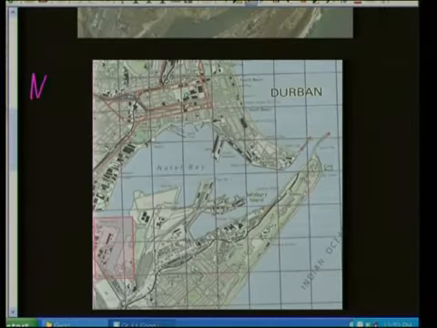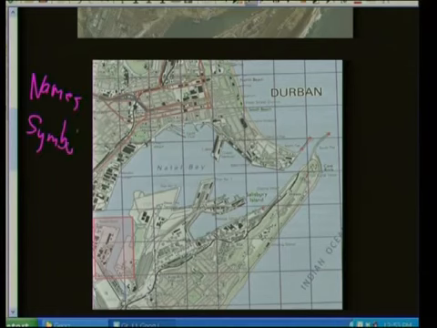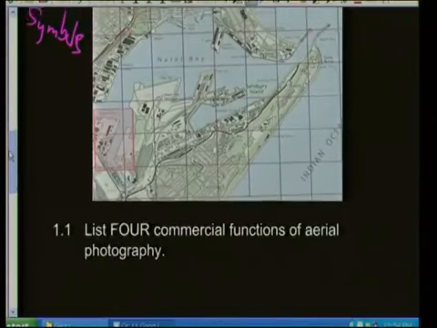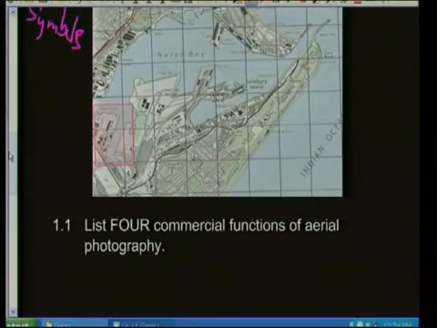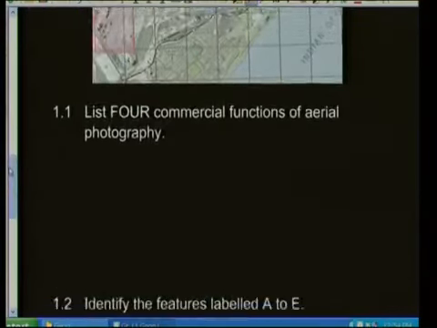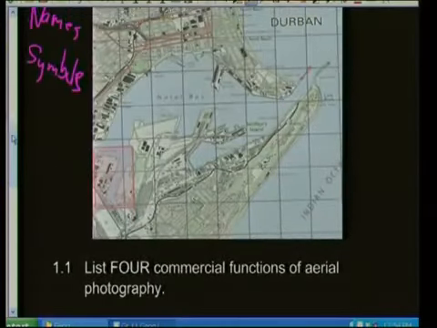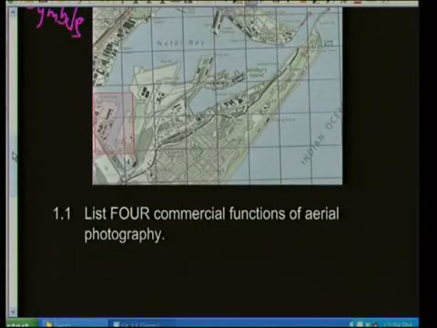So various things you will get here. As I pointed out again, your names, symbols, okay, on these ones will be given on the map, so it'll make it easier for you to understand. So let's look, number one, at 4 commercial functions that are found on your map and photograph. All right? 4 commercial functions.